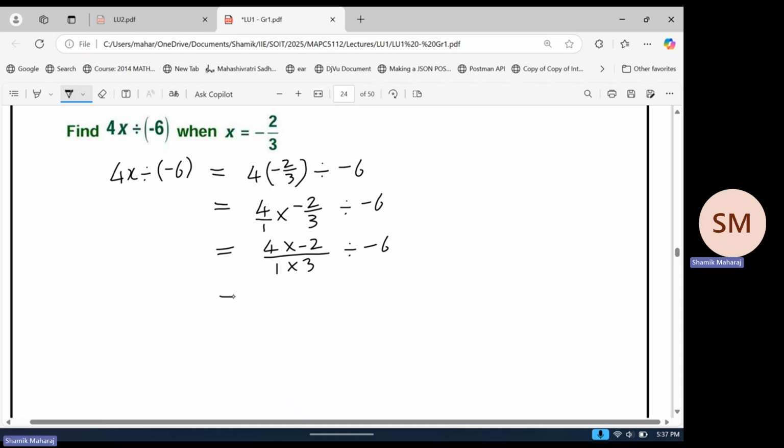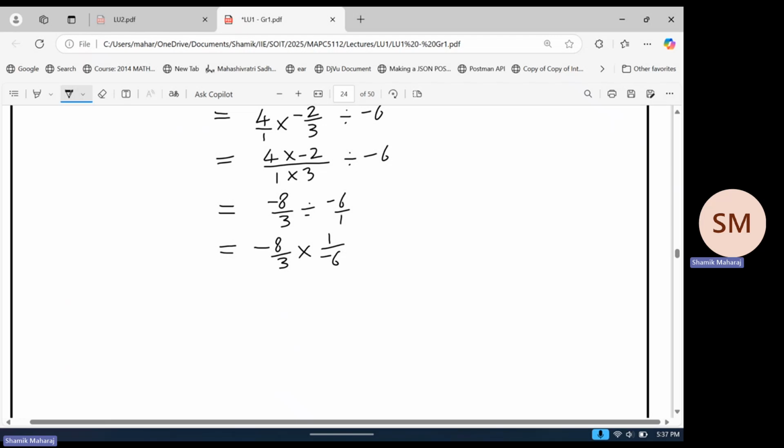Okay, so anyway, simplify the top, we get -8 on top, the bottom we get 3, divided by -6, which we can write as -6/1, if that helps you to see this as a fraction. And then we invert the fraction, second fraction, that is the first one, we leave it alone. Invert the second one and change division to multiplication, so this becomes 1/6.